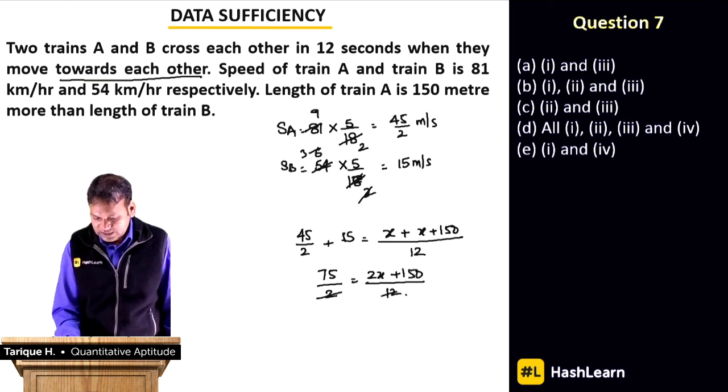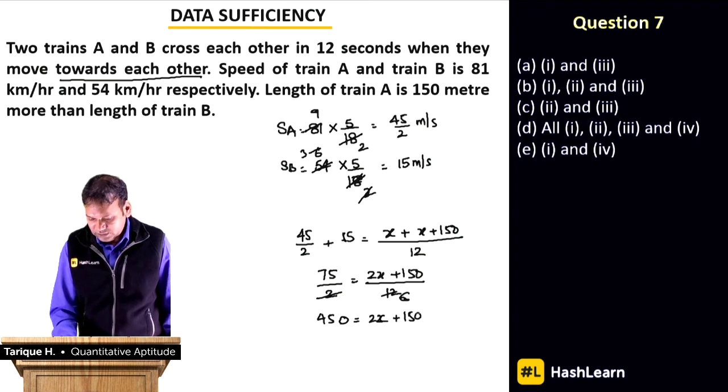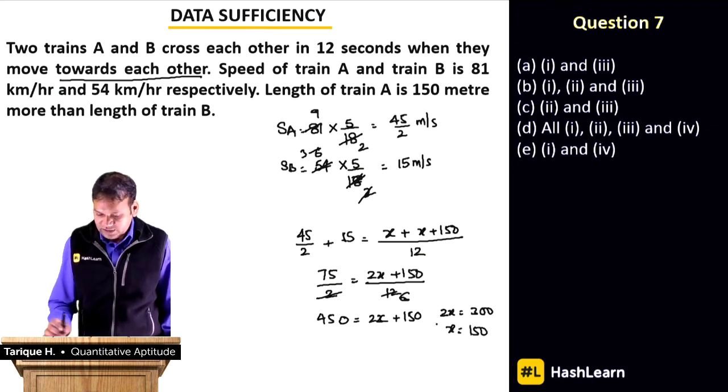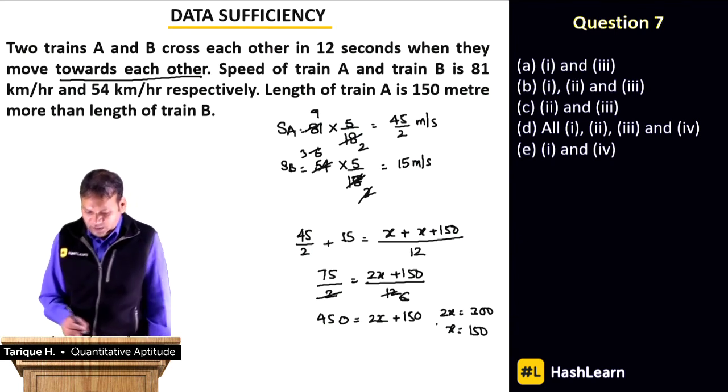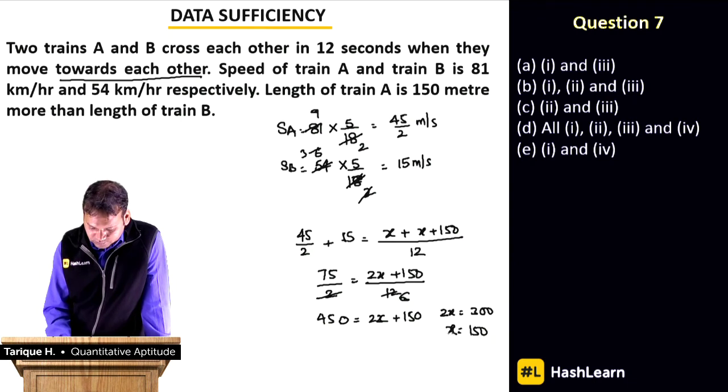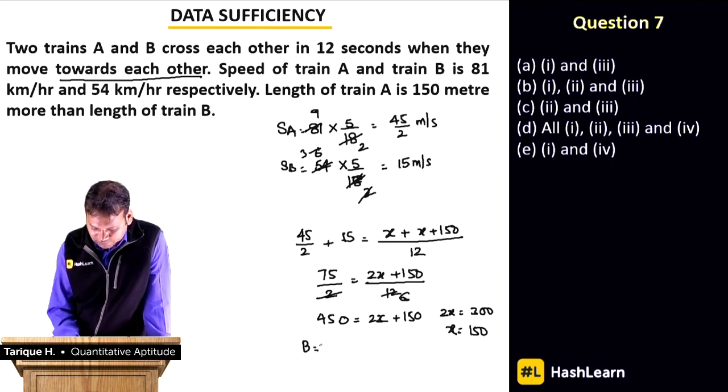2 will cancel 12 6 times, and 6 into 75, 6 into 5, 30, 3 in hand, is 450, and 2x plus 150, 2x equals 300, x equals 150. Okay, so x is equal to 150. So length of train A is 150 more than length of train B. So train B length is 150 and train A length is 300.